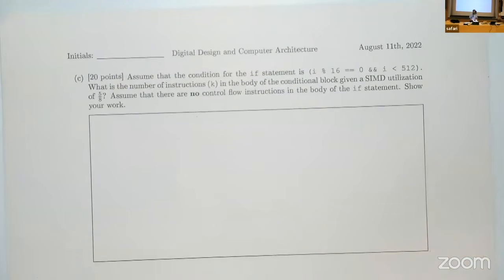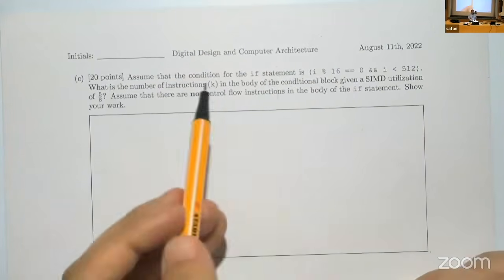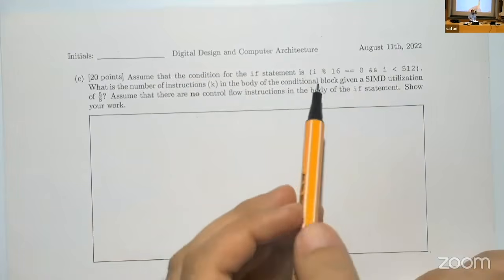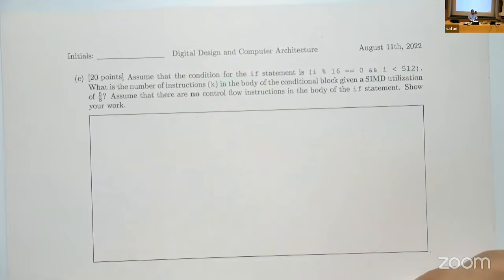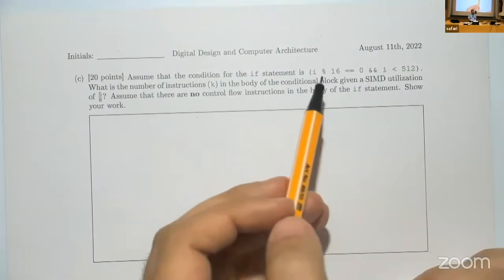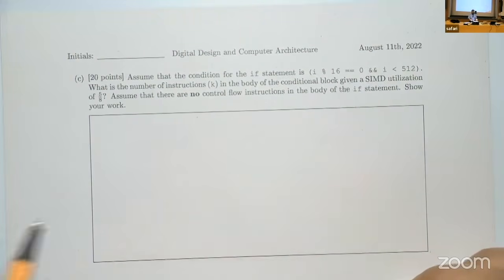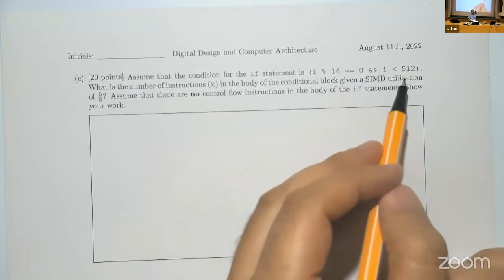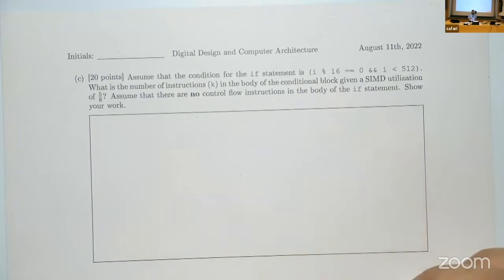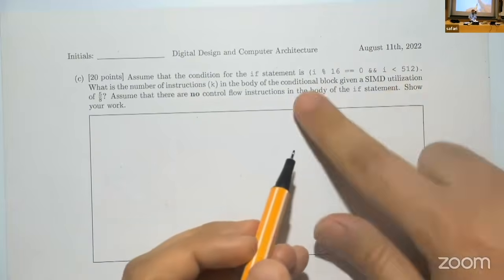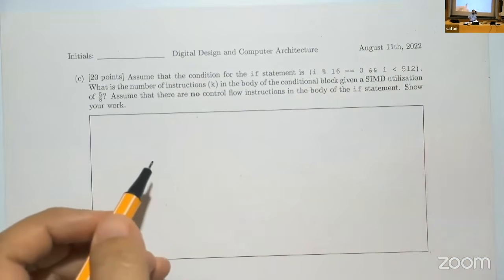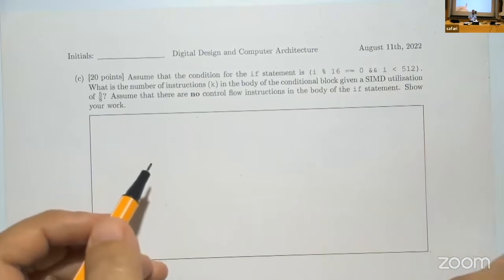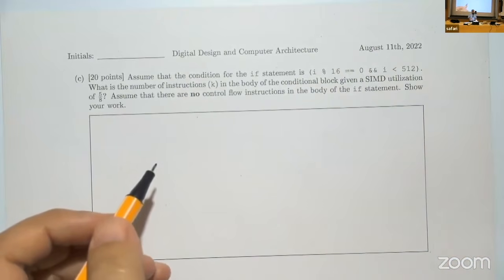Okay, so part C is a bit harder than part B. We just changed the if statement, which says that we will enter the if statement if i mod 16 equals 0, and i is less than 512. With this if statement, we understand that if the thread ID is equal to or greater than 512, we won't take the branch for sure, right?